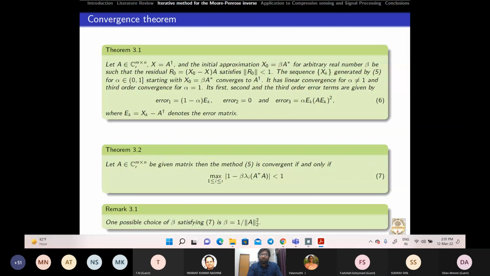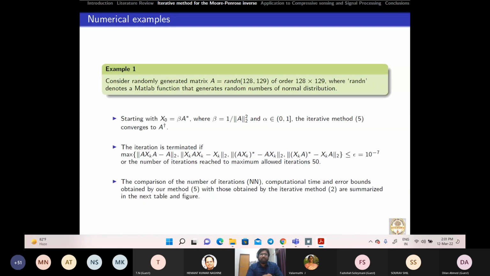Okay, so I'm not going into the proof because it will take much more time. If you are interested, I can discuss separately also. And then we applied that to some numerical experiments. We have taken a randomly generated n cross n matrix of order 128, 129, and then this is the initial approximation, and we chose this alpha like that, and beta as explained in the previous slide.